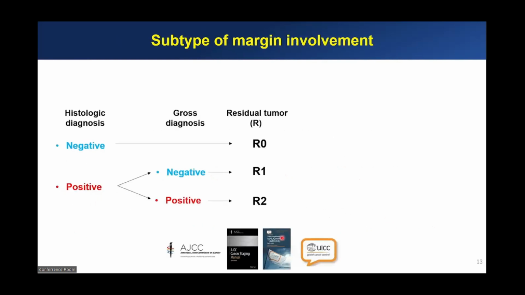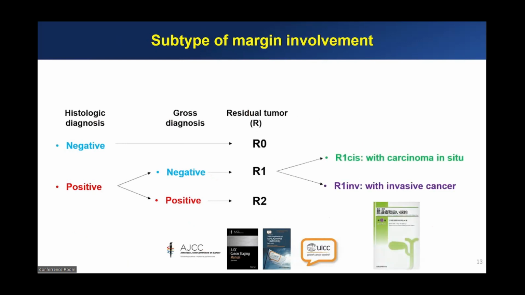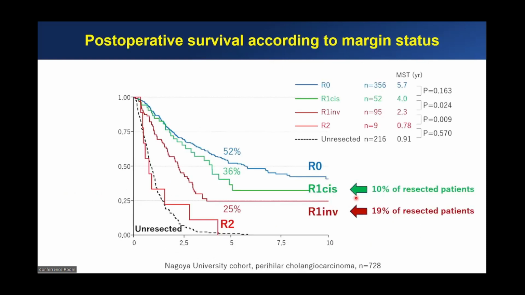So this is what I showed above, and now this is the Japanese guideline of the biliary tract cancer, which divides R1 clearly into two categories, R1 CIS and R1 invasion. Then, next, we show another analysis. This is R0, R1 CIS, R1 invasion values.